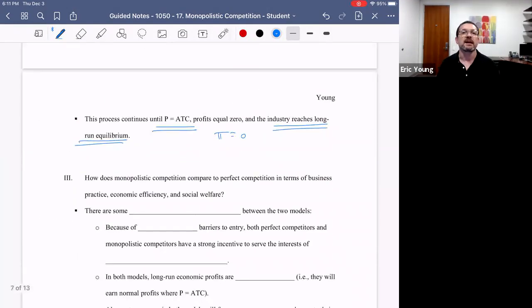That, my friends, is how firms in this industry determine profit maximization and how the industry evolves and moves from the short run to the long run.